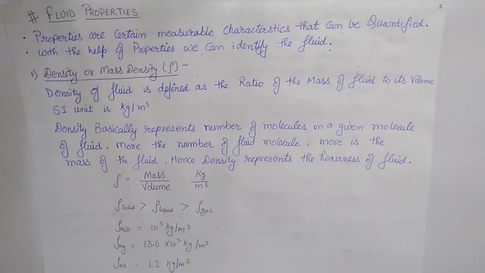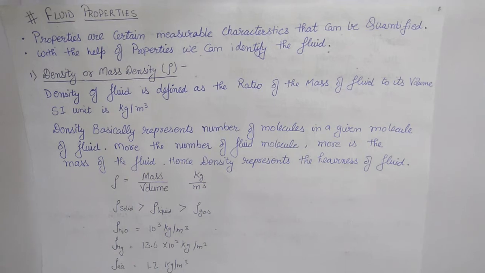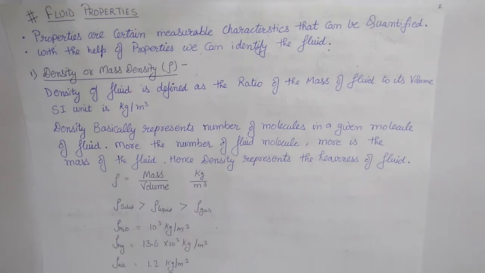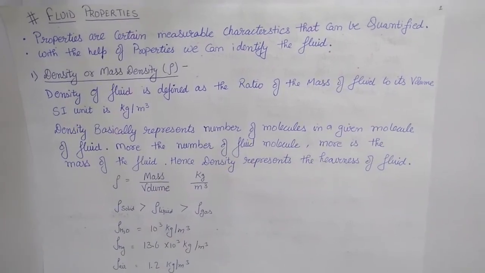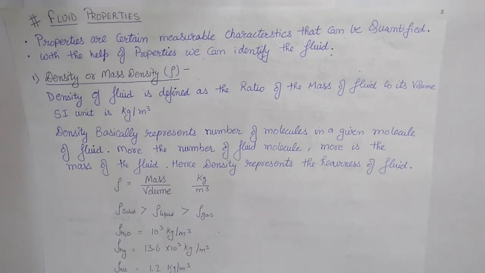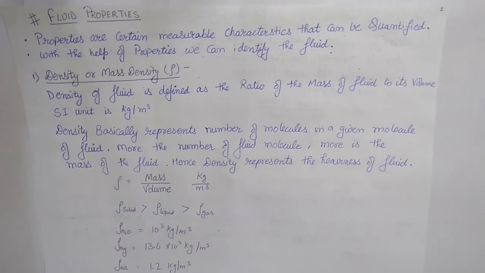Rho of solid is always greater than the rho of liquid and rho of gas, whereas the rho of H2O is 10 to the power 3 kg per meter cube, rho of mercury Hg is 13.6 into 10 to the power 3 kg per meter cube, and rho of air is 1.2 kg per meter cube. And I would like to tell you one thing, in the DMRC 2018 exam, the SI unit of density for water was asked, and its answer is 10 to the power 3 kg per meter cube.